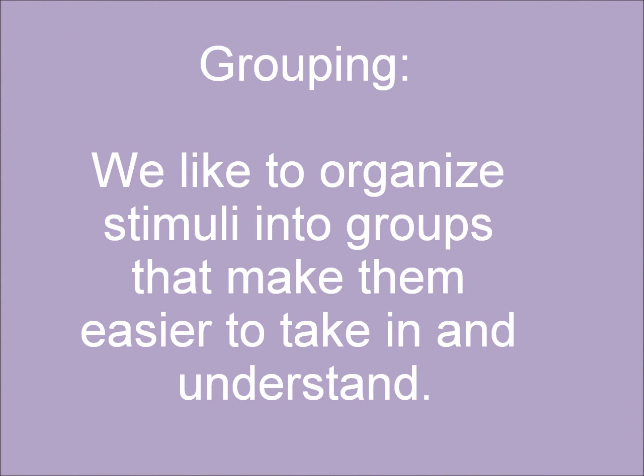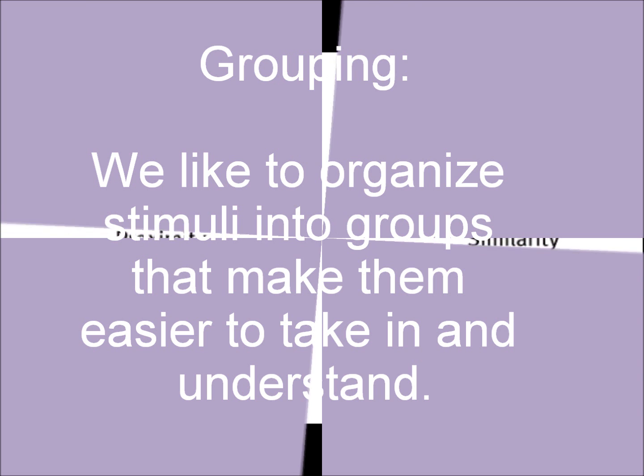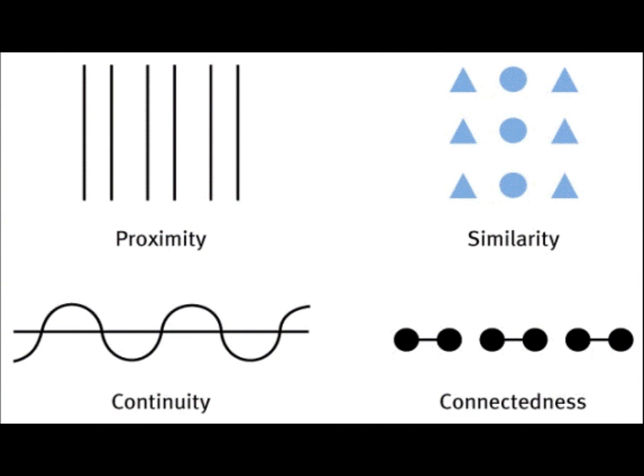Grouping is how we organize stimuli into meaningful groups. There are 5 major ways we group things. 4 of them are shown here. We have proximity, similarity, continuity, connectedness, and closure, which is the one not shown here.